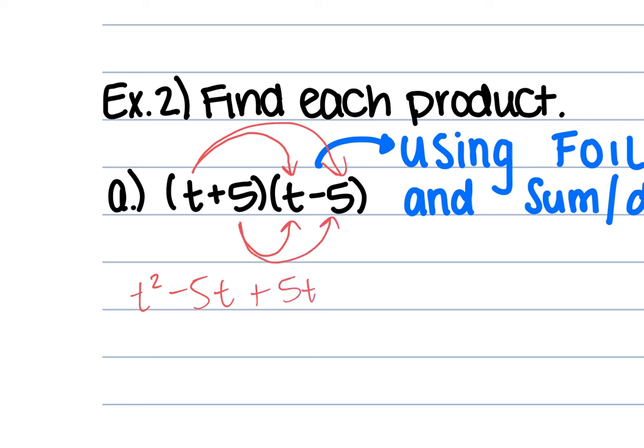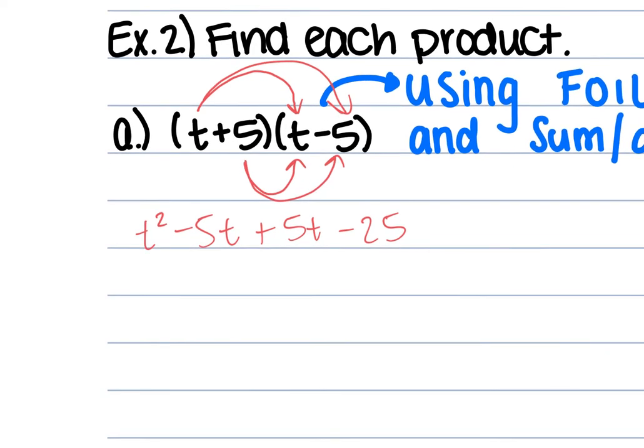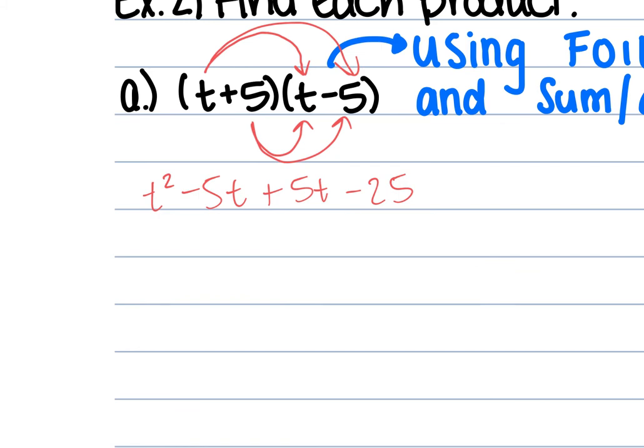Hey, what do you guys notice about those middle two terms? They're the same but different signs, right? What's negative 5t plus 5t? 0. So we're going to get t squared minus 25. And that's it. So check out the shortcut. When you have a sum and difference, watch what we have to do.